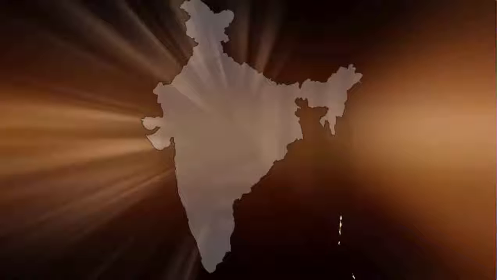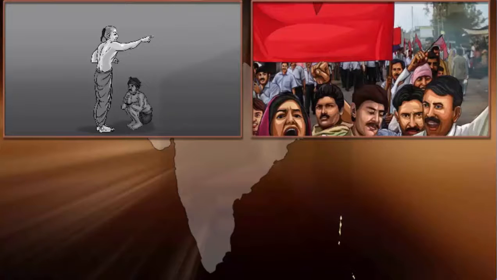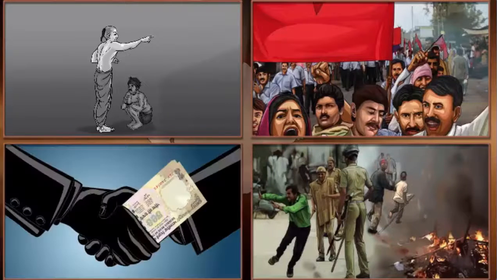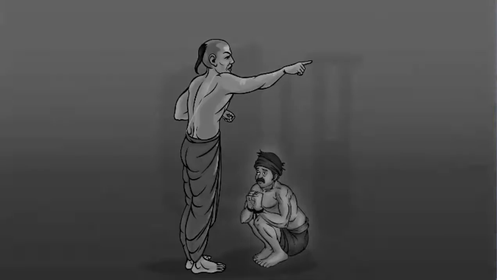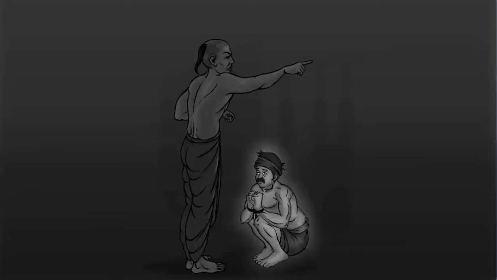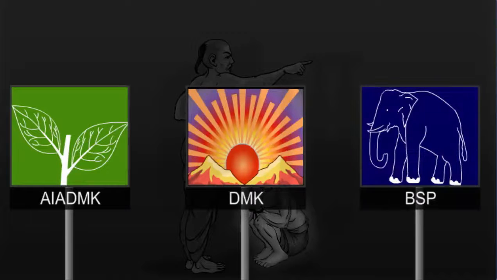Some of the major challenges to the Indian democracy are casteism, communalism, political violence, and corruption. Casteism is a challenge that plays an important role in polity. To protect the interests of the backward castes, many political parties like the AIADMK, DMK, and BSP have come together.